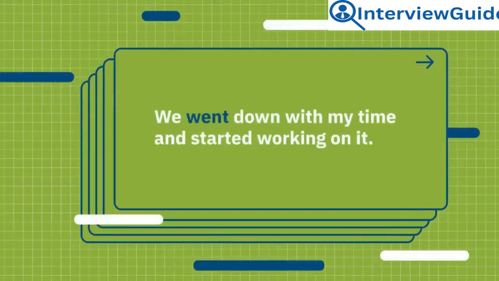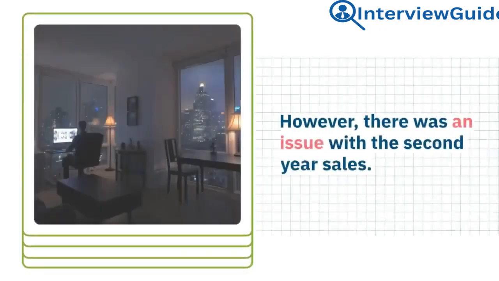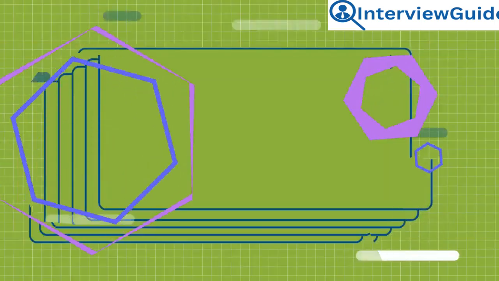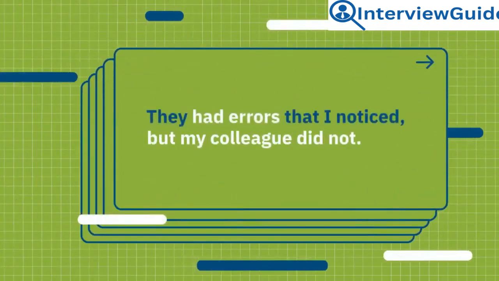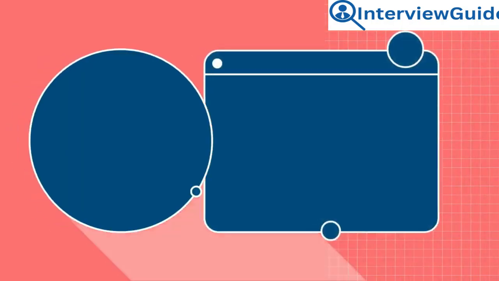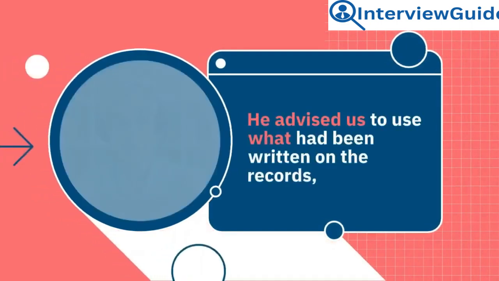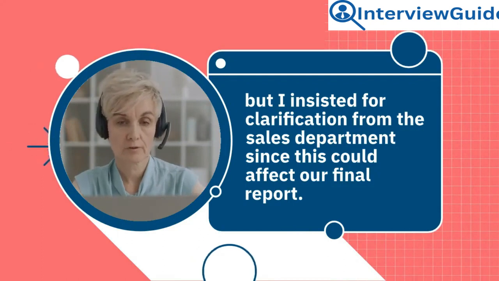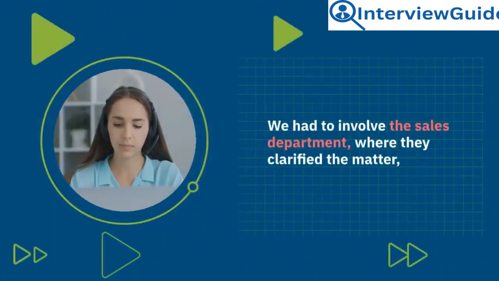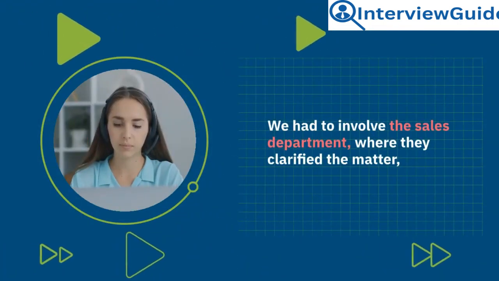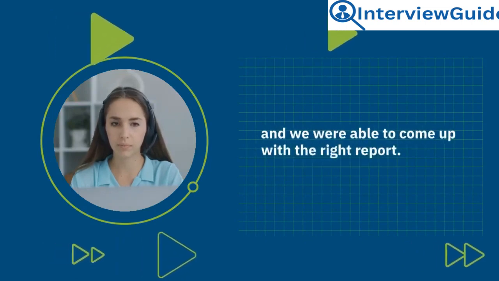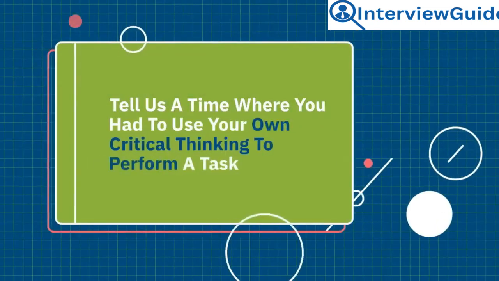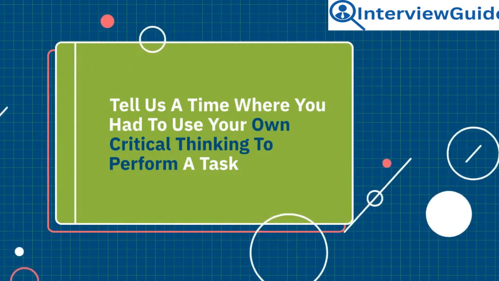We went down with my team and started working on it. However, there was an issue with the second-year sales. They had errors that I noticed, but my colleague did not. He advised us to use what had been written on the records, but I insisted on clarification from the sales department since this could affect our final report. We had to involve the sales department, where they clarified the matter, and we were able to come up with the right report.